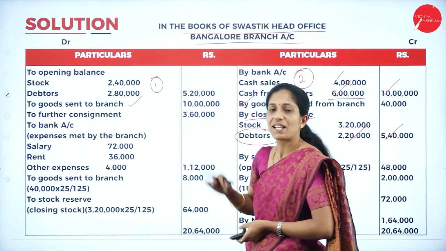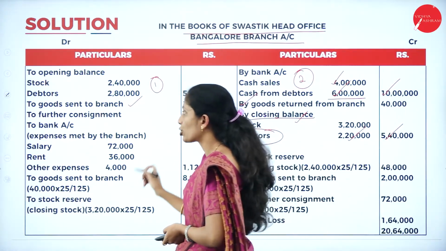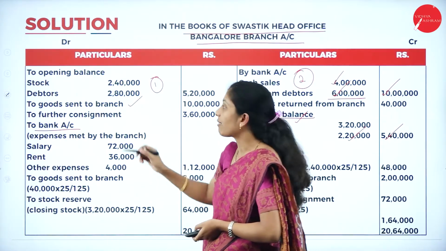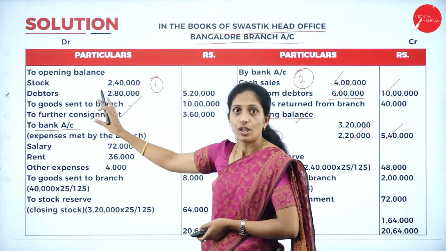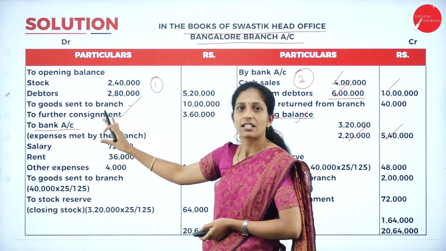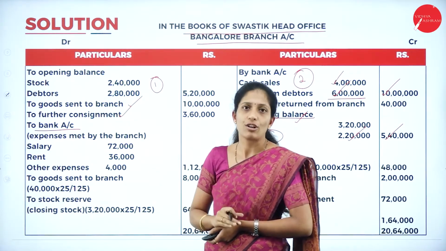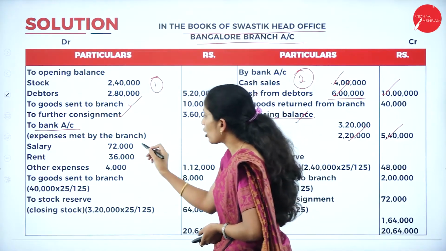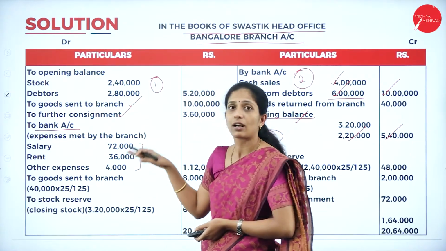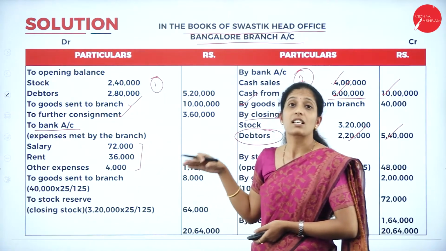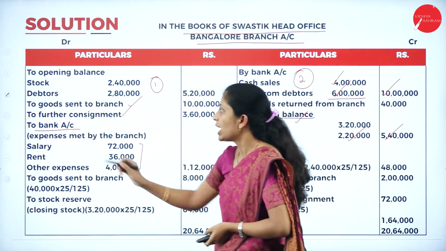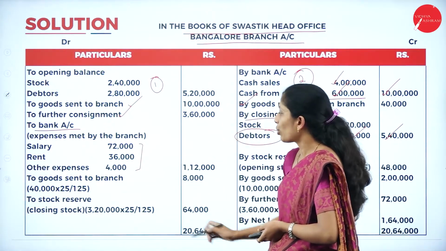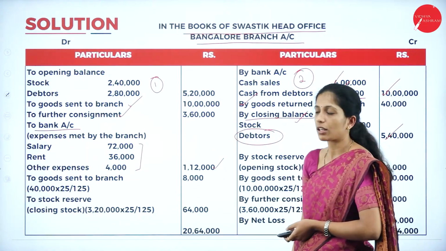Next, any expenses which are met by the branch have to be recorded here as to bank account. Before that, they have given further consignment also. So, you have to go through the format itself so that you will not forget any of the items. Write the further consignment, and next record the expenses which are met by the branch as to bank account. Write all the expenses here, total it and write in the outer column.